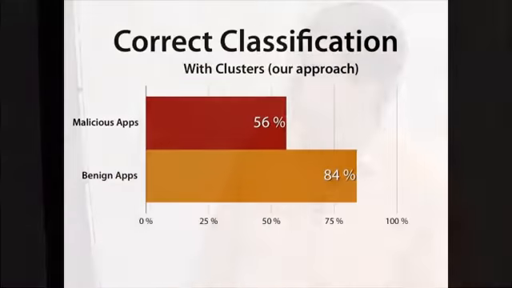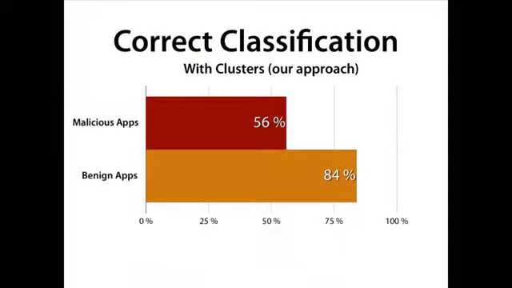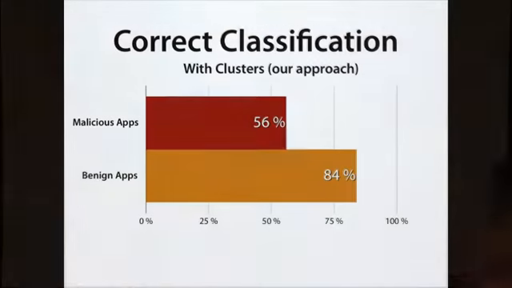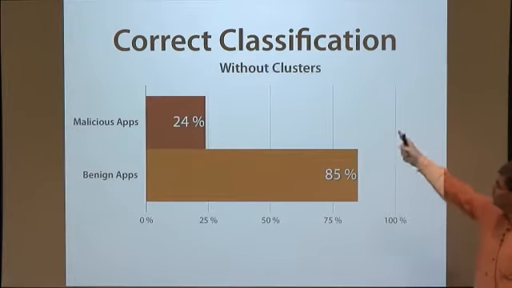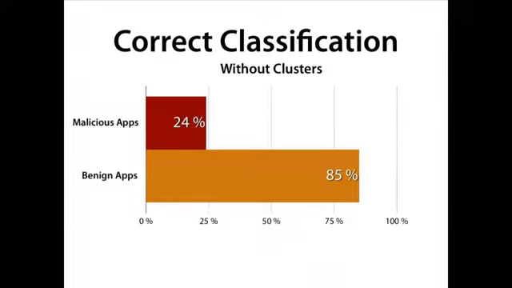Here again, this is the correct classification with clusters. We also check the individual components of our Ciabatta approach. So this is without clusters. You see that without clusters, the detection rate of malicious apps immediately goes down. So all of this clustering, according to descriptions, actually is needed.